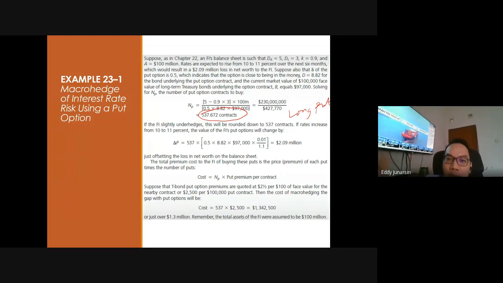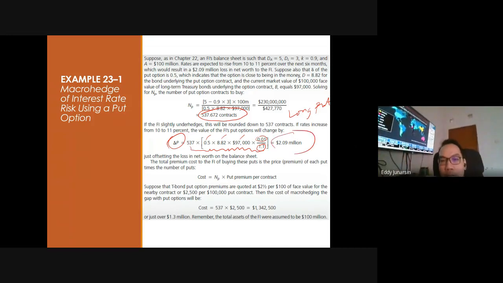Okay, so we can prove it here. If you put this into the proof here, 537 contracts multiplied by the delta of the option, multiplied by the duration of the underlying bond, multiplied by the value of the bond, multiplied by the change in interest rate in concern, divided by 1 plus the original interest rate, you get exactly 2.09, right?